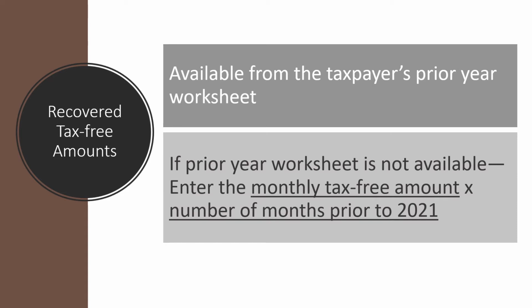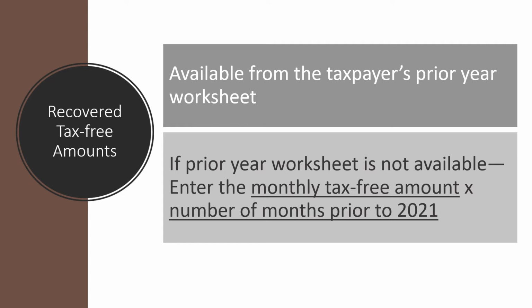And then we need to know the previously recovered tax-free amounts. So what we're going to be doing with this simplified method calculation is figuring out a portion of the distribution that is taxable and a portion that is tax-free. It's already been taxed. So we need to know how much they've already recovered of those tax-free amounts. And this is available from the taxpayer's prior year worksheet. So this is why we love when our taxpayers bring in their previous year return, and we can start to figure out what they've already taken on this.